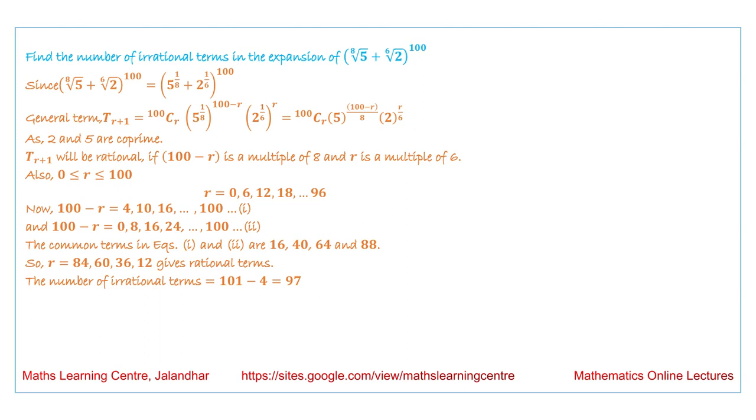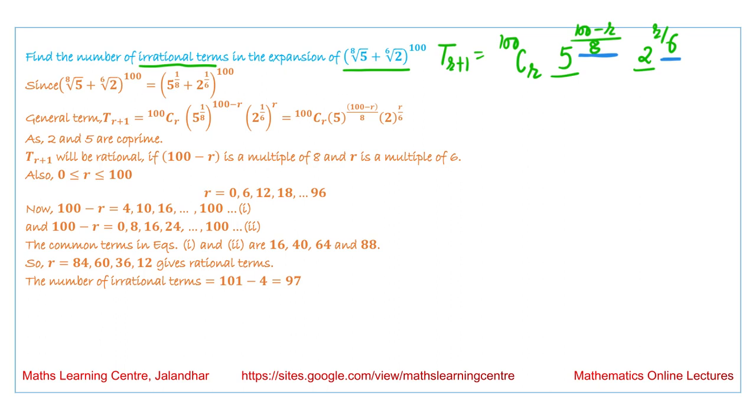Next is to find the number of irrational terms in the expansion of this. If we write the general term, T(r+1) will be 100Cr times 5 raised to the power (100 minus r) by 8 and 2 raised to the power r by 6. Both these 5 and 2 are co-prime, so we are interested in calculating those values of r for which both these terms are rational.